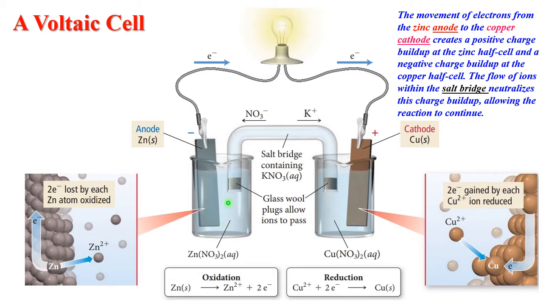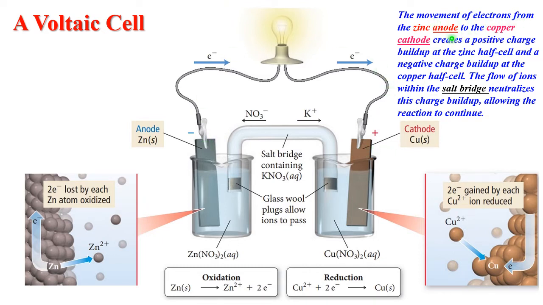Zn2+ ions are sitting here, and Cu2+ ions are sitting in the right beaker. We have copper metal and we have zinc metal. The chemistry is exactly the same as it was in the previous example, but electrons need to travel through the wire from zinc metal to copper metal.